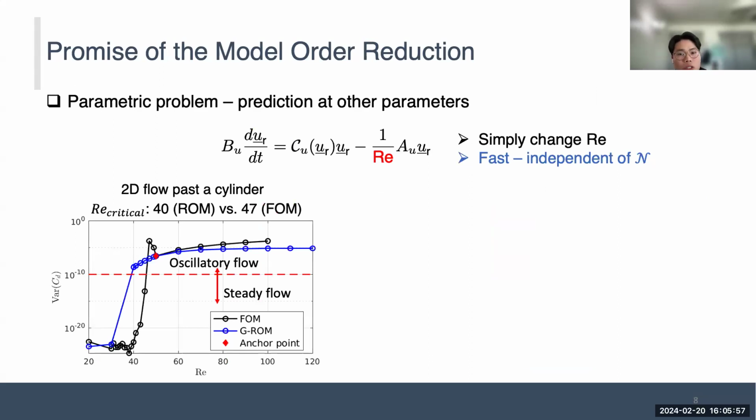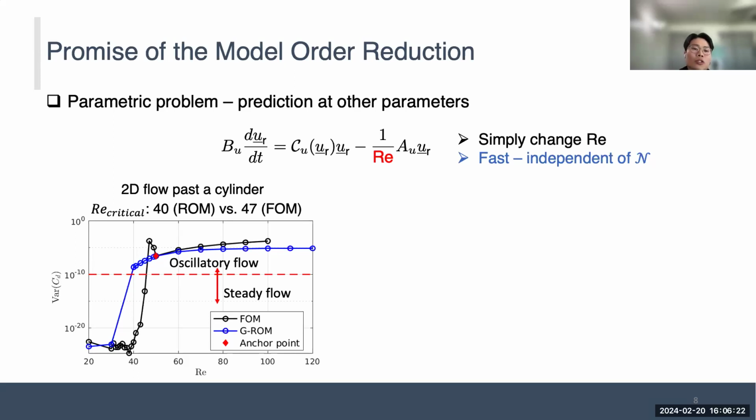Another example is a parametric problem where the reduced order model is used to make predictions at other parameters. This process is fast because we simply change the parameter in the reduced ODE and there is no need to go back to the forward model level. So everything is independent of the FOM degrees of freedom.